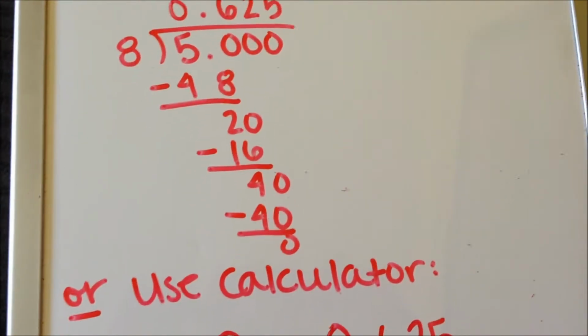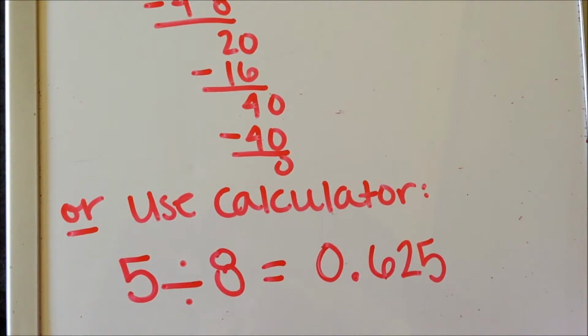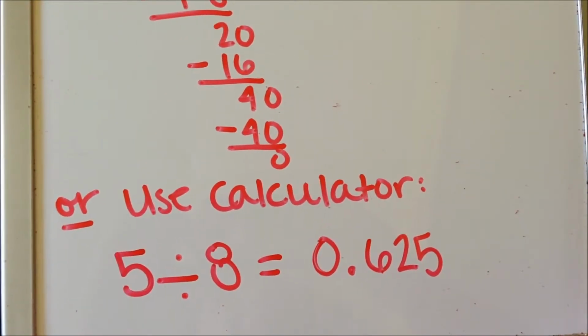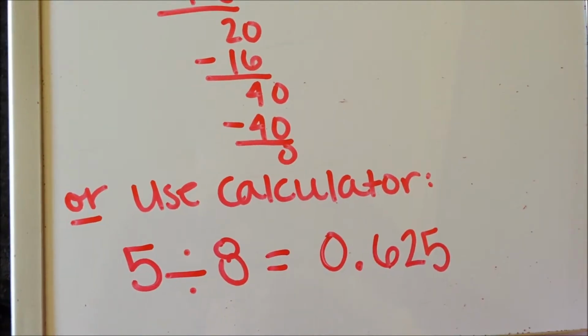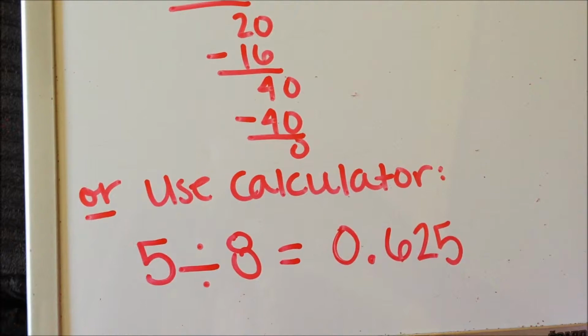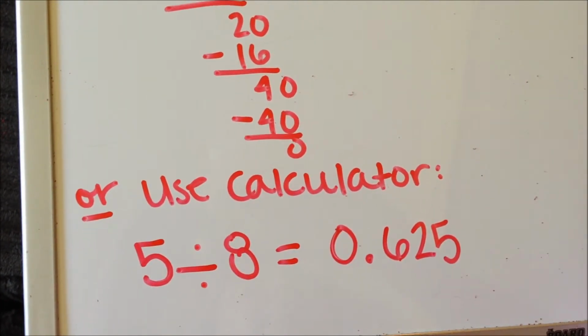You can also use a calculator and simply type 5 divided by 8. You'll end up with 0.625. So 5/8 is equal to 0.625, which makes sense because half of 8 is 4, and 5 is greater than 4, so it's going to be greater than 0.5.